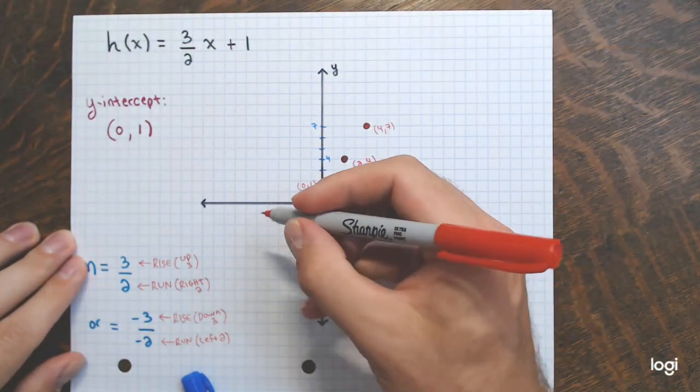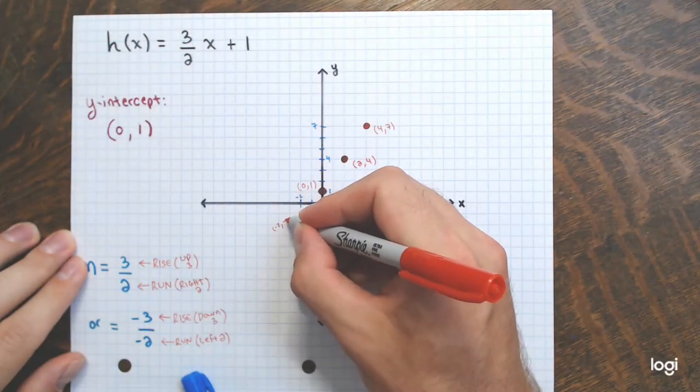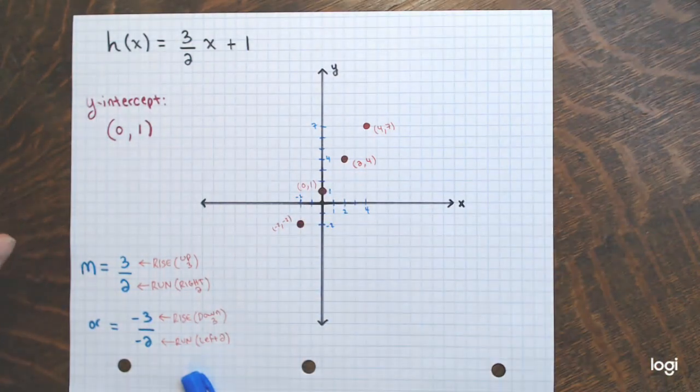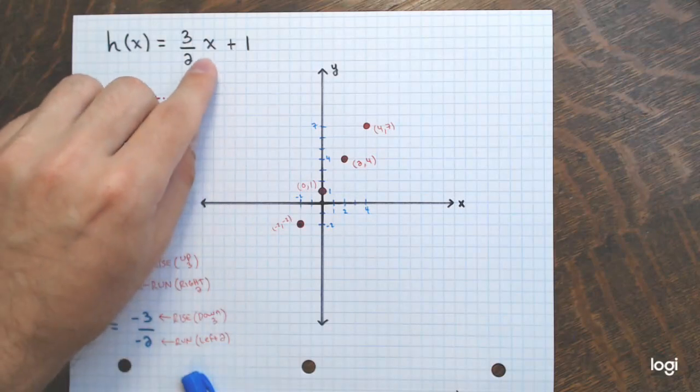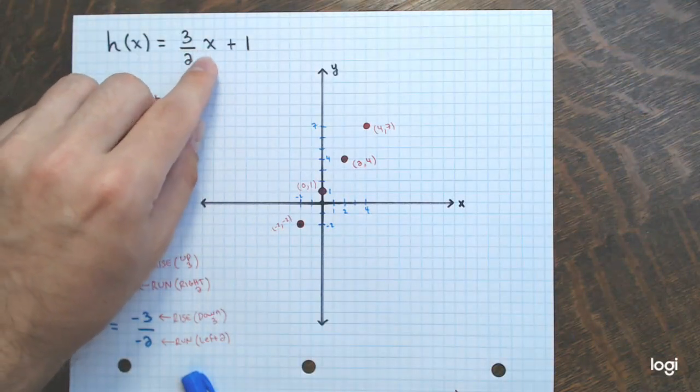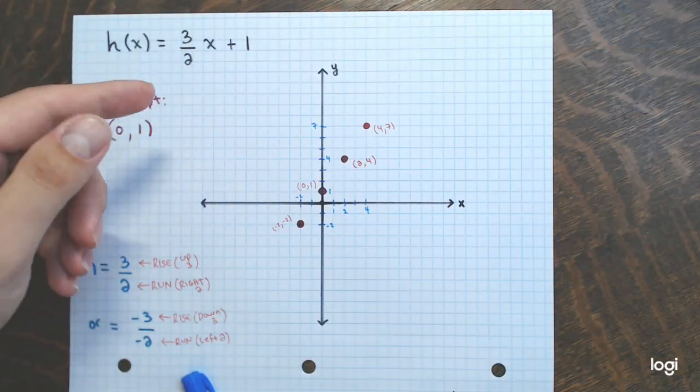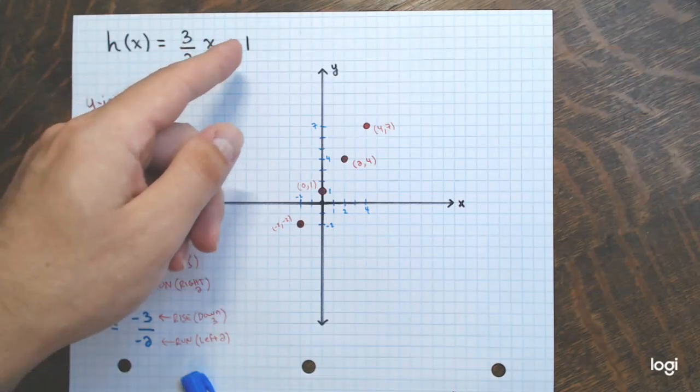And this point has coordinates negative 2 for the x, negative 2 for the y. Again, let's check. Plug in negative 2 for x. 3 halves times negative 2 would be negative 6 halves, or negative 3 when you reduce it. And then plus 1 would be negative 2.